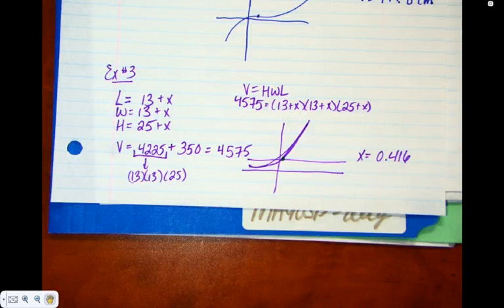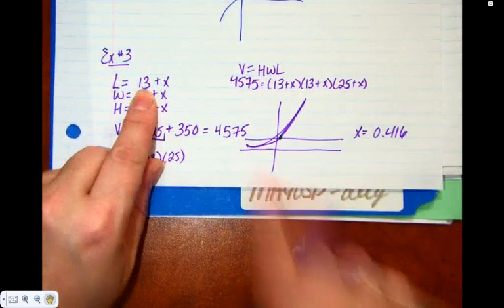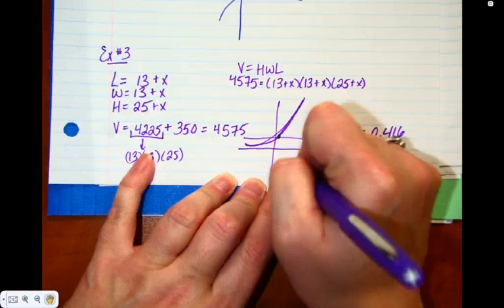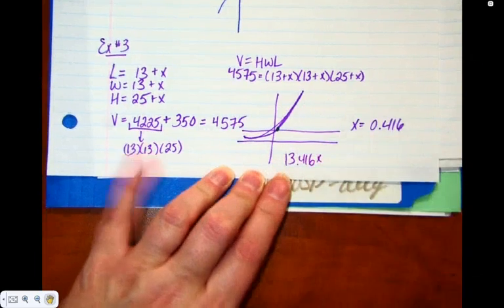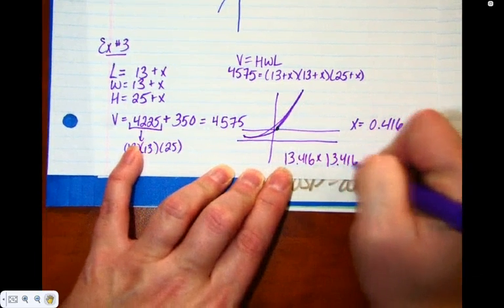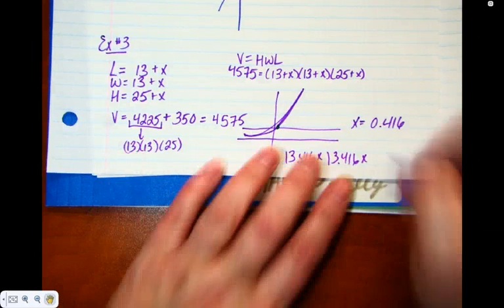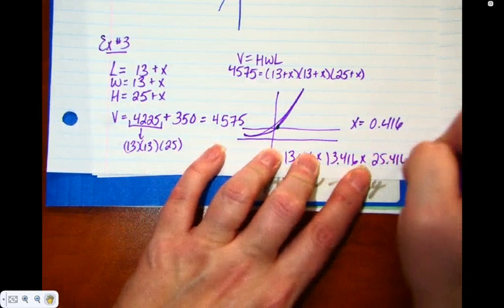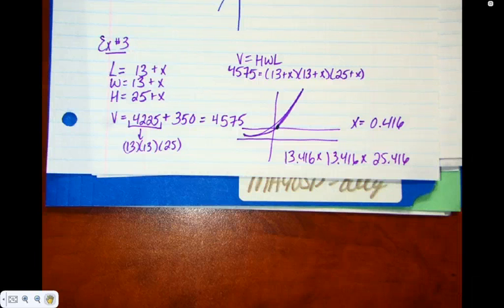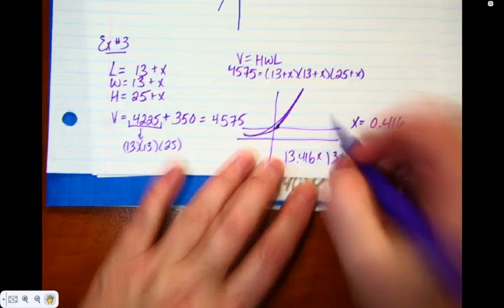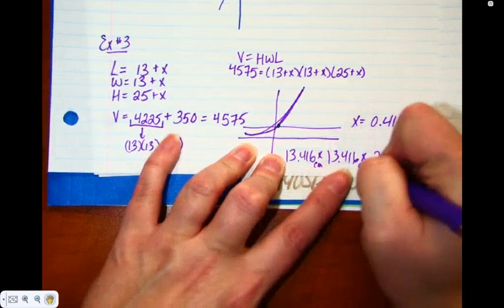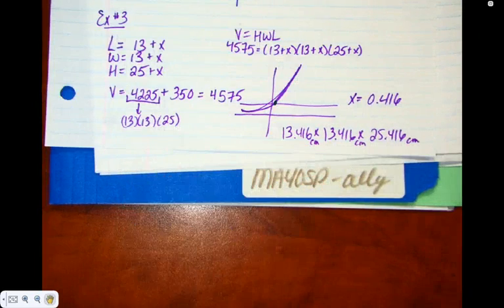But we're not done. That's not what the question asked us for. It didn't say what are we increasing by. What did it ask for? The new dimensions. So if I take 13 and add this, I'm going to get 13.416 times 13.416 times 25.416. And I just lost myself a half mark. We need to put the units in, so centimeters times centimeters times centimeters.